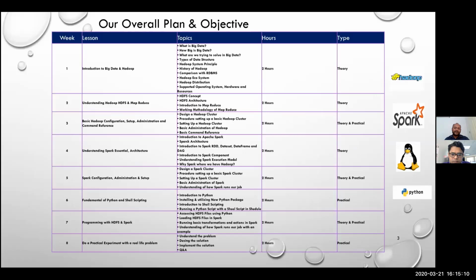I think everybody has reviewed the overall agenda of this course. Today we are going to discuss just the fundamental concepts of big data. And then in the next class, we will be understanding the Hadoop components, and then how to set up Hadoop practically in an environment. And then we learn the distributed computing framework Spark, which is the 4th course, and then how to configure Spark.